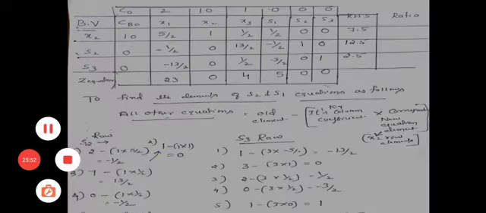See, 10 into 5 by 2. Okay, 10 into 5 by 2. If you go at 5, understood? Similarly, 0, 0. Understood? 5 by 2. Same thing you need to calculate here.